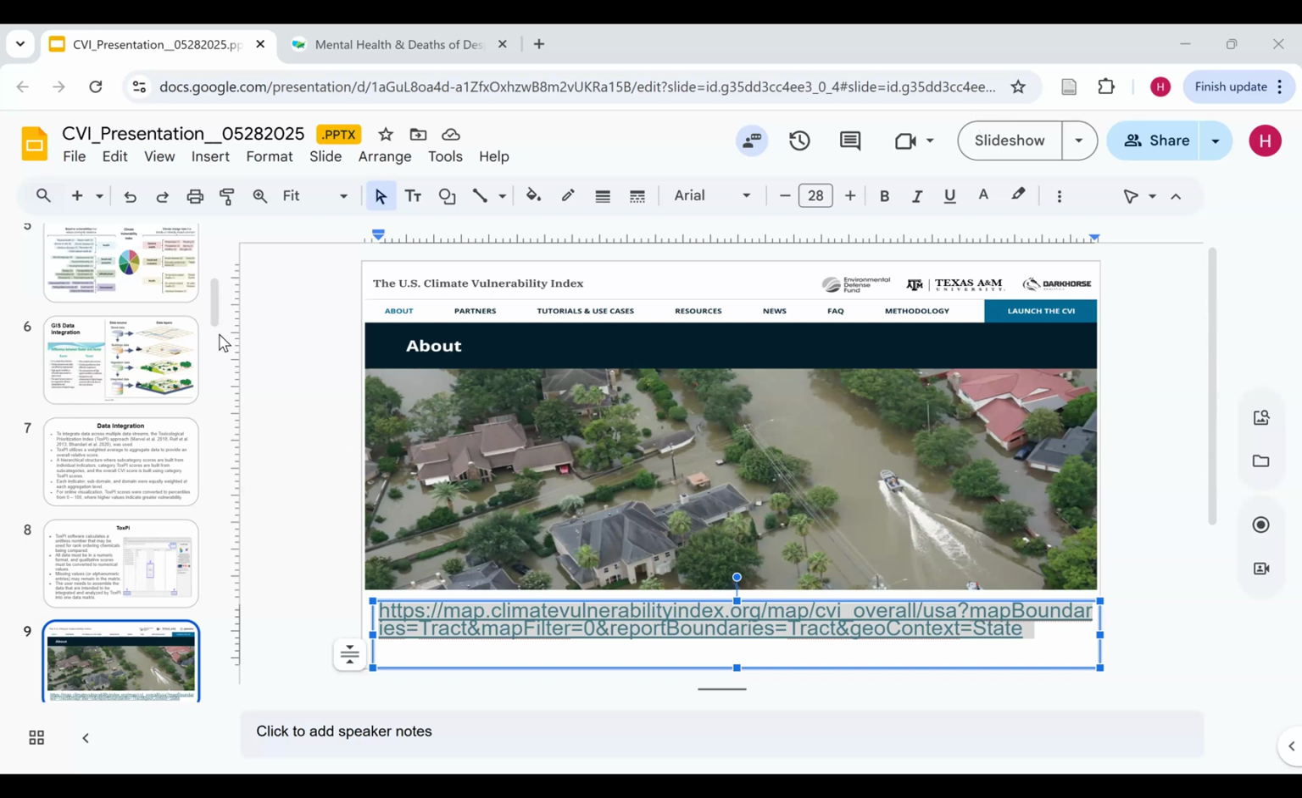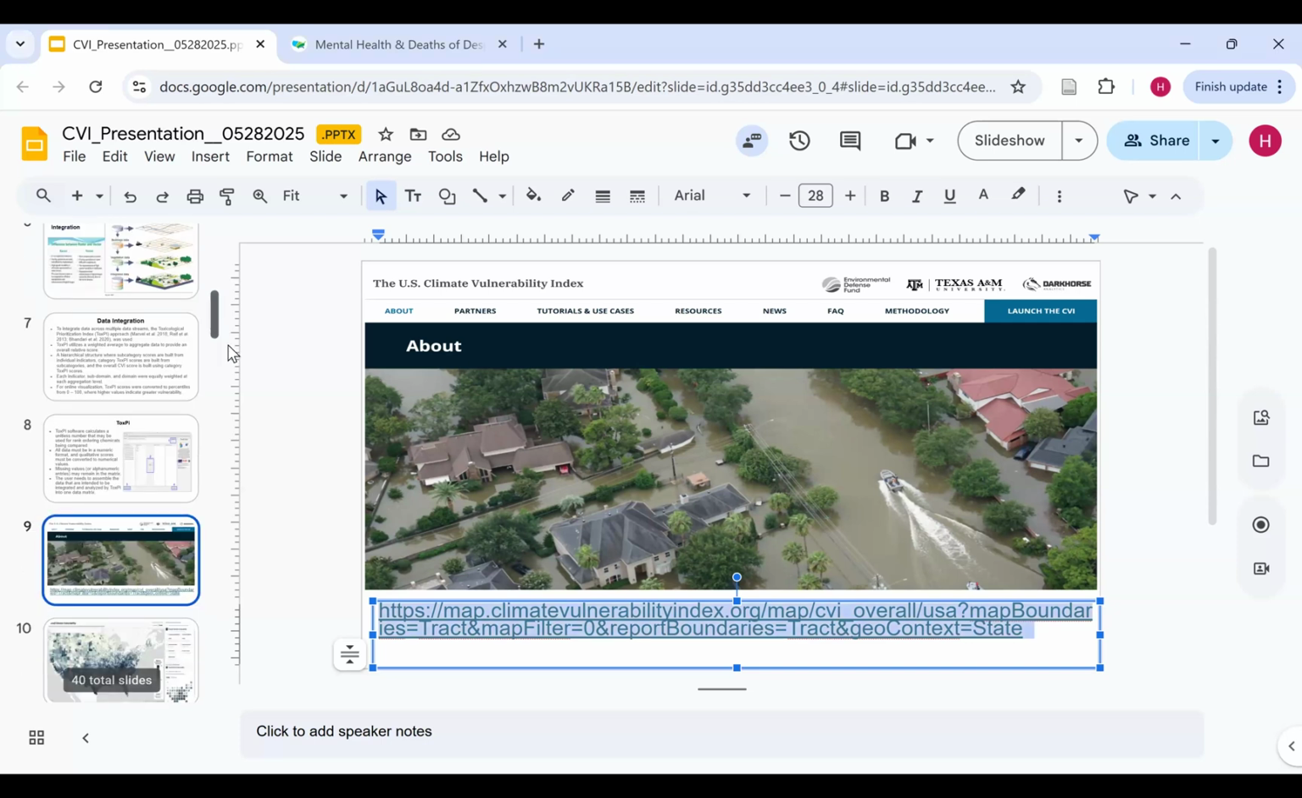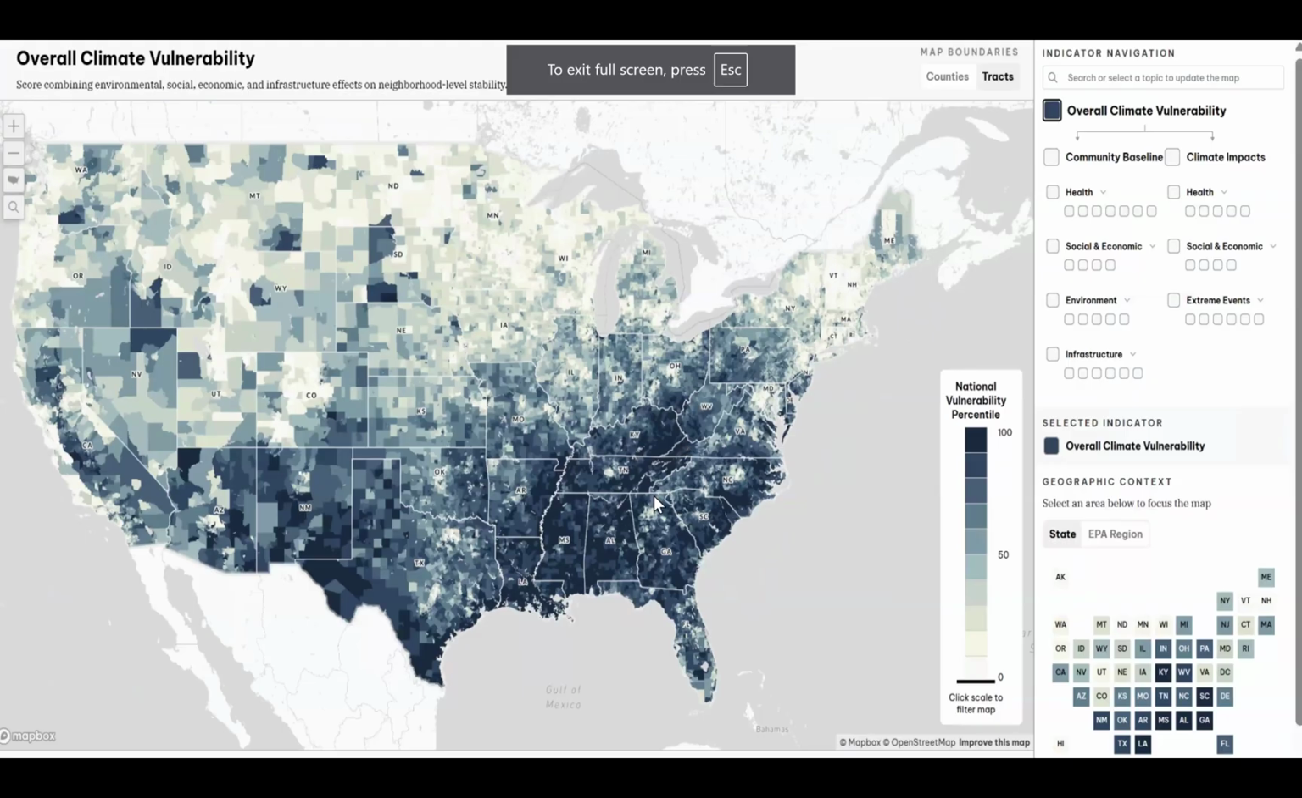Okay, I will continue with the presentation, and I'm just trying to have this PowerPoint and maybe explain more. So right now, as you can see, I am in the overall climate vulnerability, the overall one. So as you can see, the whole US has values. So you can see the states and the EPA regions also.